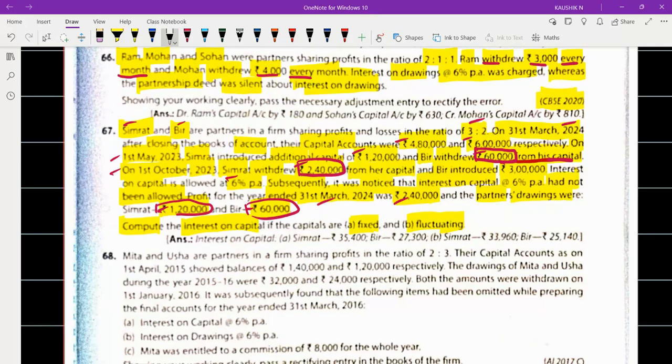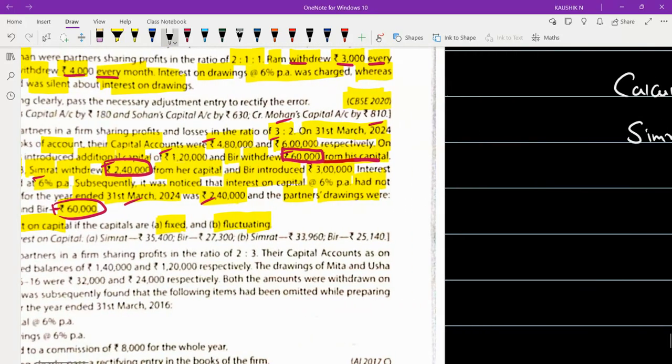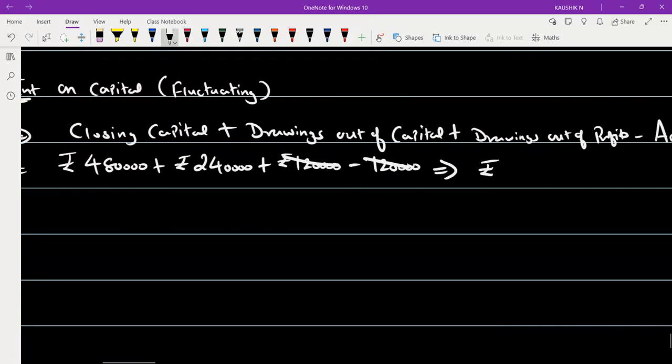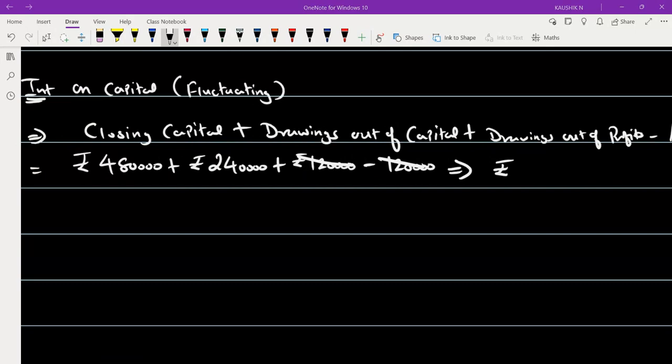Towards the end, if you see, it is given very clearly that for the profits for the year, 2 lakh 40, and partners' drawings were 1 lakh 20 for Simrat and 60,000 for Birikit, as they have given. So 1 lakh 20 is out of profit. When you do these calculations, the value you get is 7 lakh 20,000. Able to understand?